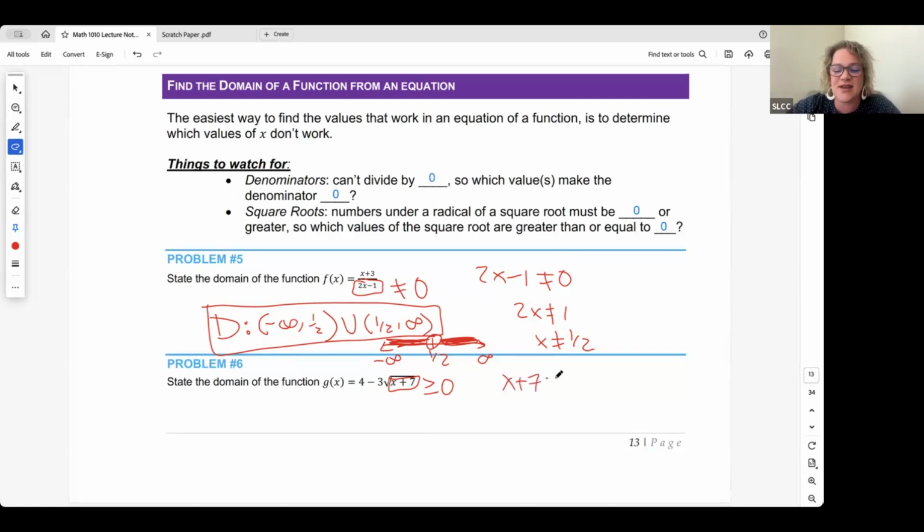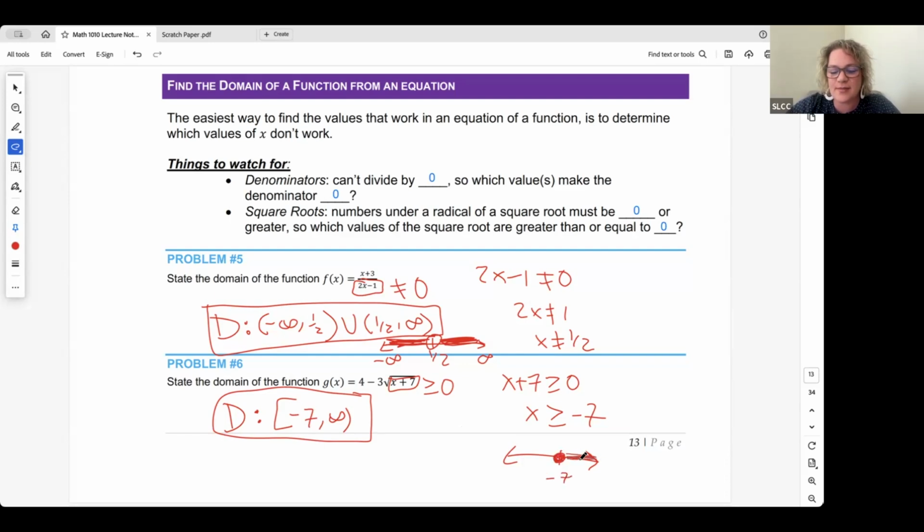So I take x plus 7, set it greater than or equal to 0, and subtract the 7 from both sides. So x has got to be greater than or equal to -7. Can you state that in interval notation? Yes, you can. The domain is greater than or equal to, so bracket, -7 goes all the way up to infinity. If you wanted to draw a number line to help you see that, you can. X is greater than or equal to -7. Notice there's one interval.